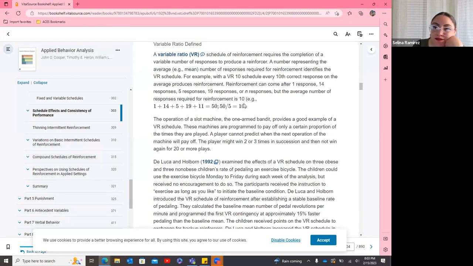So on average, a VR is kind of the same as an FR, because we're going to require the same amount of responses, but now we're going to put them on an average. So instead of being fixed, with an FR10 he's going to be reinforced on an average of 10. So it has to equal up to 10 is what they're saying here.